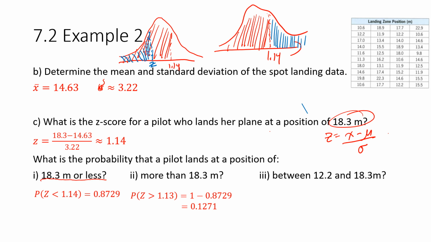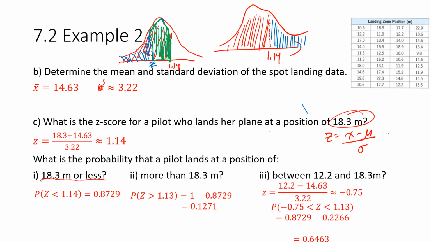If I want to find the probability between 12.2 and 18.3 meters, it is therefore this part of the normal distribution curve, right? I can get that by taking the red area, which is the probability from the z-score 1.14, minus the blue area, which is the probability from the z-score of whatever 12.2 meters is. So I have to subtract.